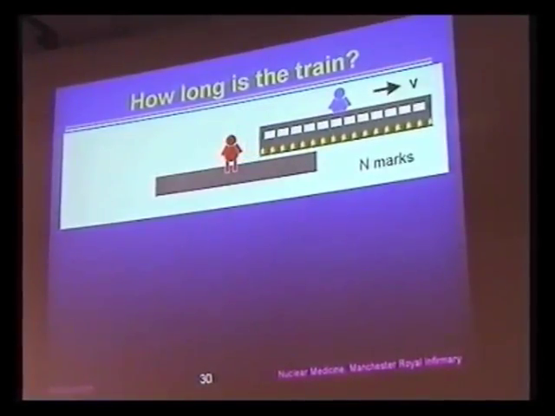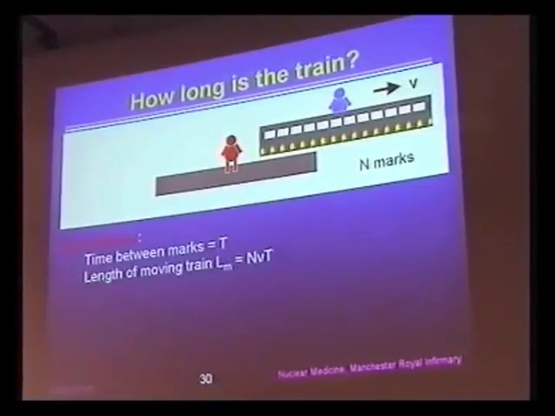The train's going past to the right with velocity v, and it ends up with n marks on the train. They must both agree on that, they've only got to count that, that's not difficult. So the red observer said, okay, the time between my marks was t, so the distance between each mark is vt, and there are n marks, so the length of the train is nvt. That's the length of the moving train that he observes shooting past him.